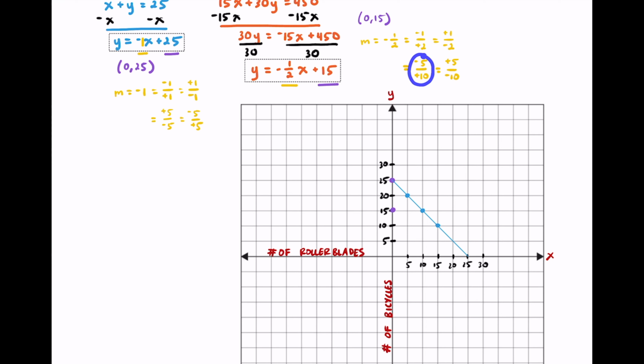Again, it's rise over run, so it's going to be down 5 and to the right 10. If we go down 5 and to the right 10, that's really going down 1 box in the downward direction, and 2 boxes to the right. So again, this is down 5 and to the right 10. Do that again over here.